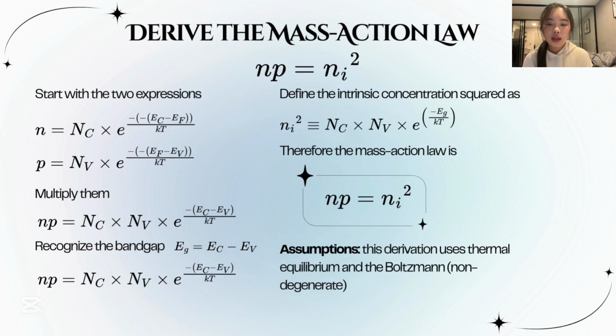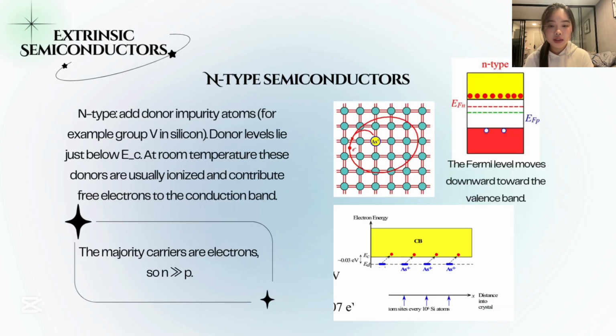approximation. Next, let's talk about N-type semiconductor. N-type is made by adding donor impurity atoms, for example, group 5 in silicon. Donor levels lie just below Ec. At room temperature, these donors are usually ionized and contribute free electrons to the conduction band. The majority carriers are electrons, so n is larger than p. The Fermi energy moves upward toward the conduction band.